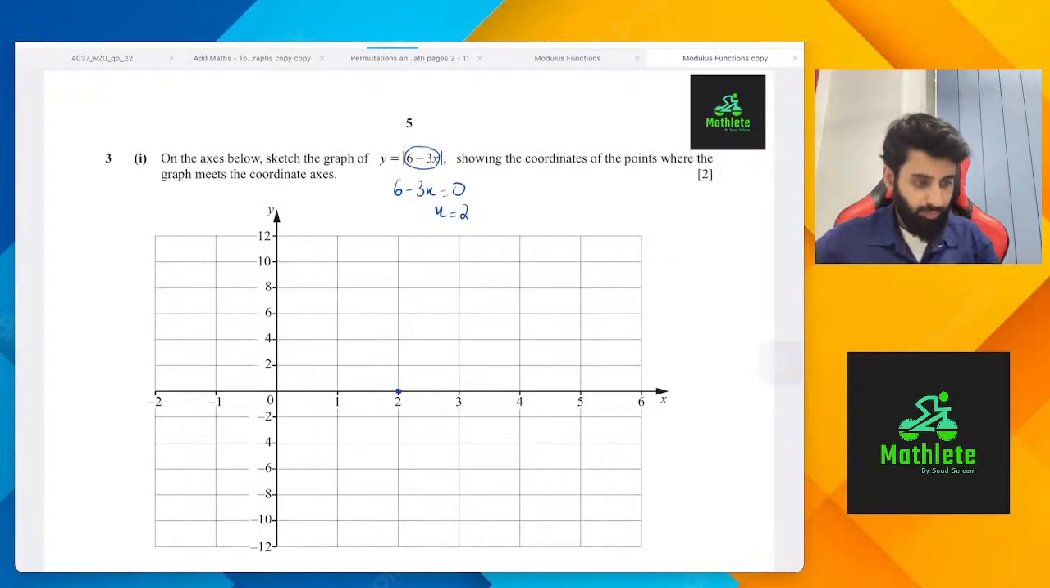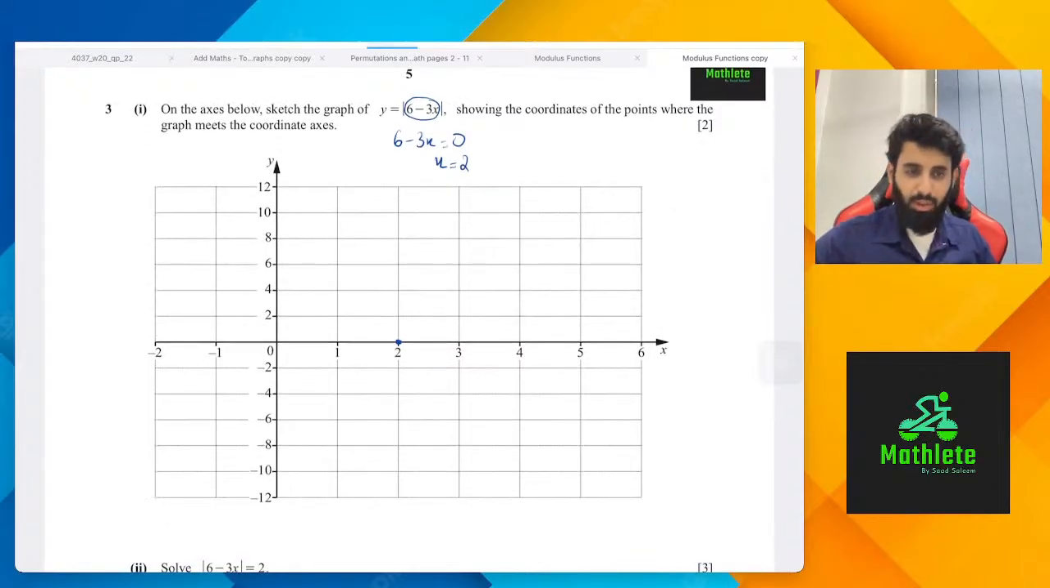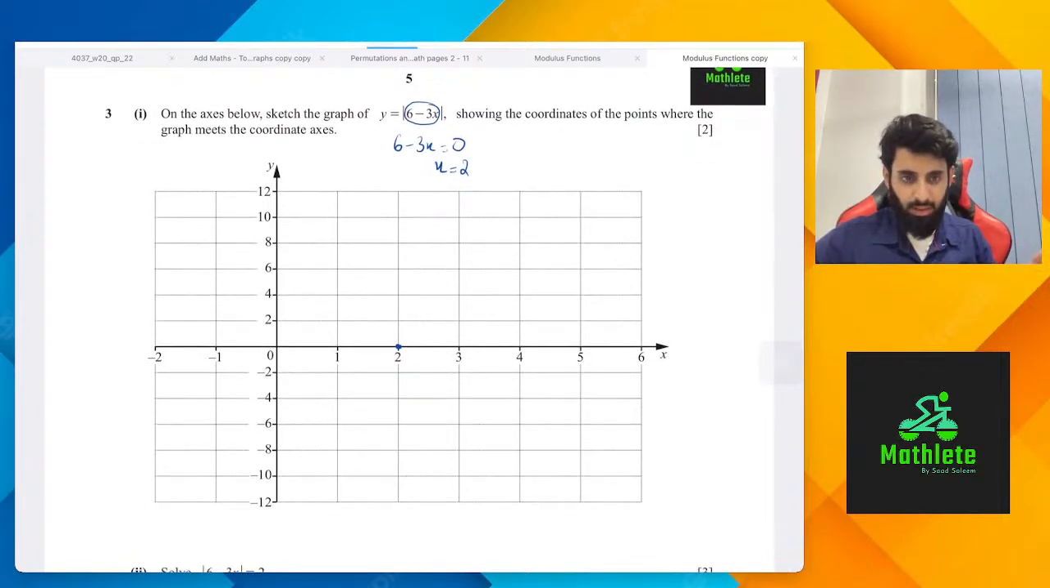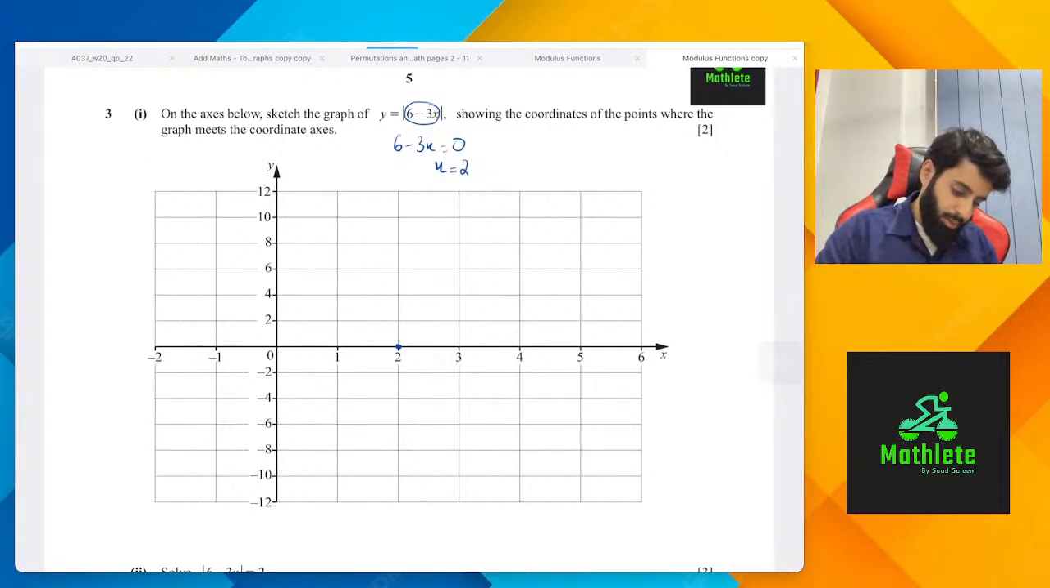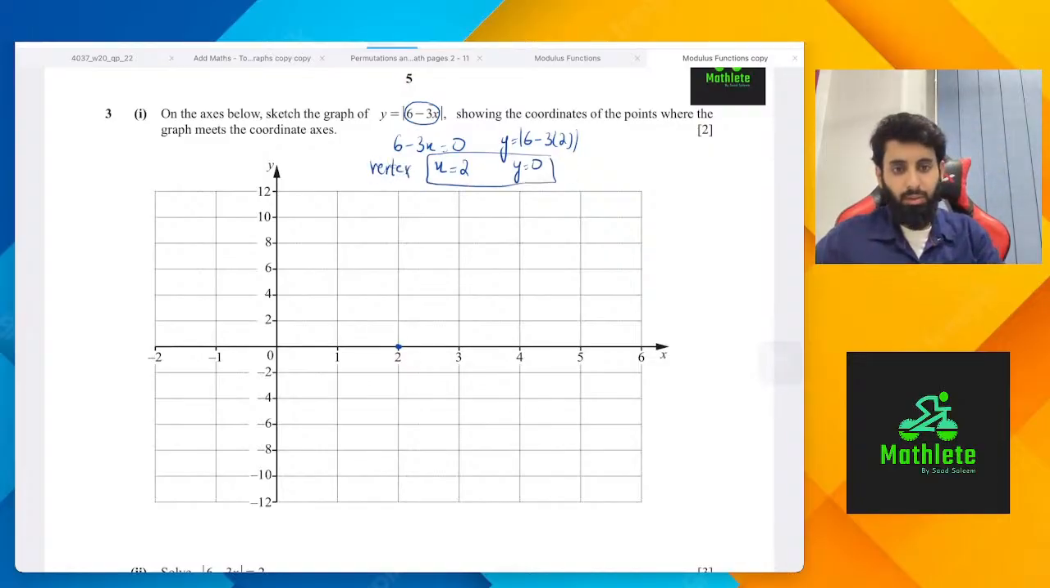Then what is the next thing that we're going to do? The next thing is that we are going to plug 2 back into the equation. That's going to give us 0. Because you don't have anything outside the modulus, your y coordinate will always be equal to 0. Even if you were to plug it back in, I'll just do it for the sake of it, y is going to be equal to 0. So this is basically your vertex. This is the point where the graph will turn, sort of.